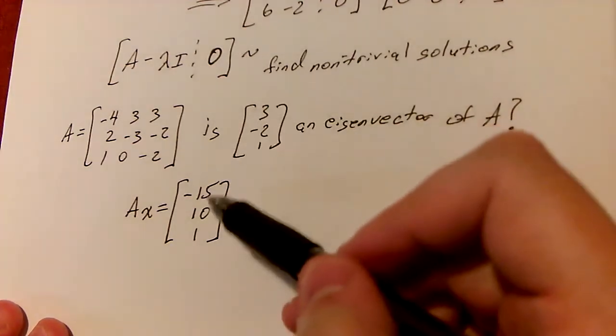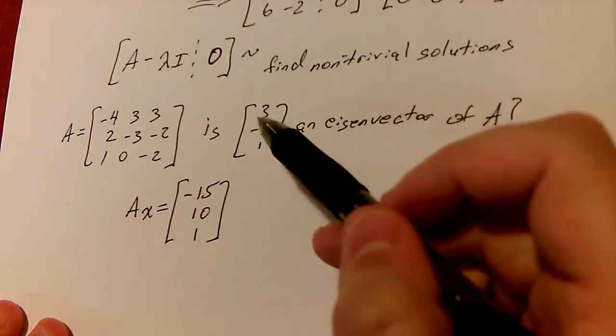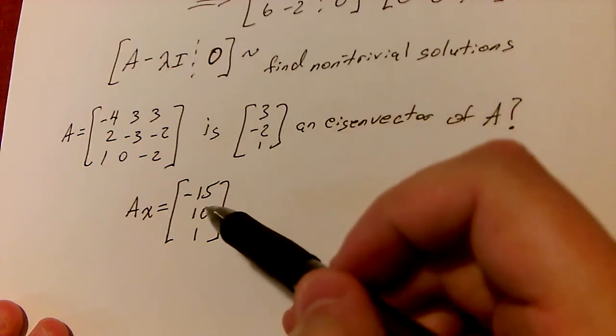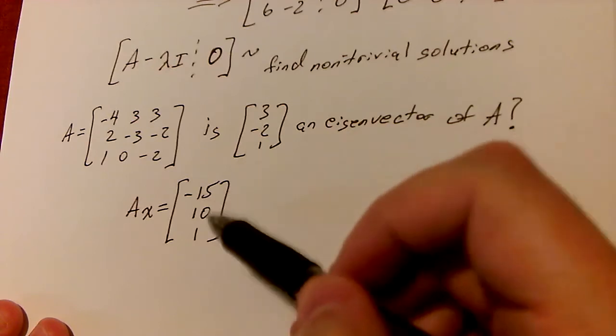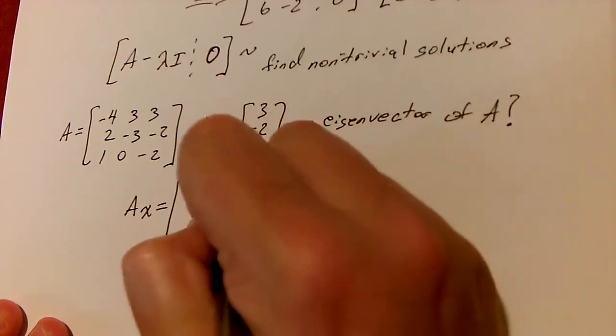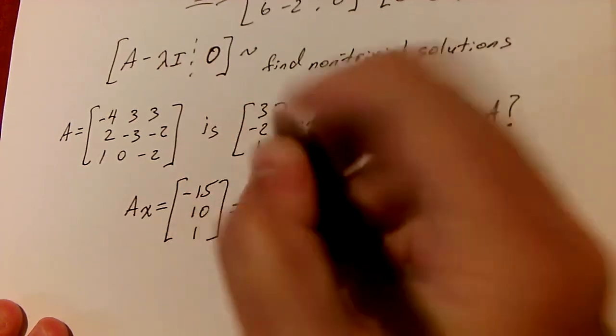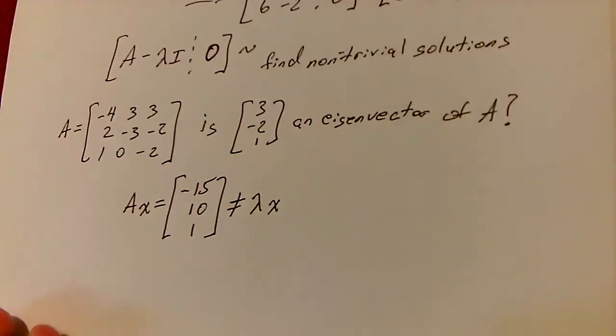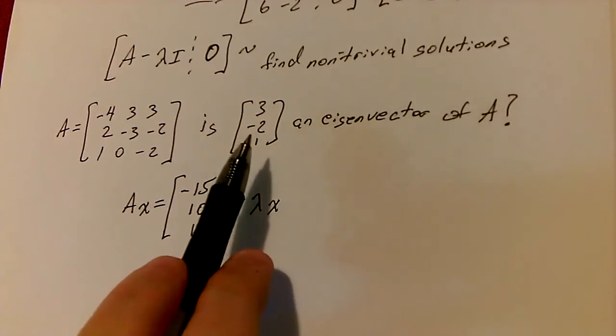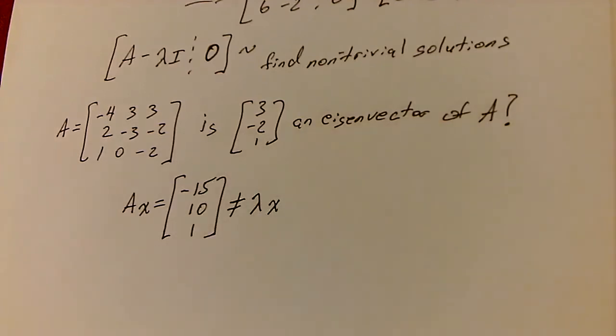This was 3 times a negative 5 gave me negative 15. Negative 2 times negative 5 is a positive 10. That looks good, but then this third row, 1 times a negative 5 is not that. So there is no value of lambda that will make this work out. Now all that means is this isn't an eigenvector. That does not mean that it can't have an eigenvalue. That's just one that we've been able to cross off.